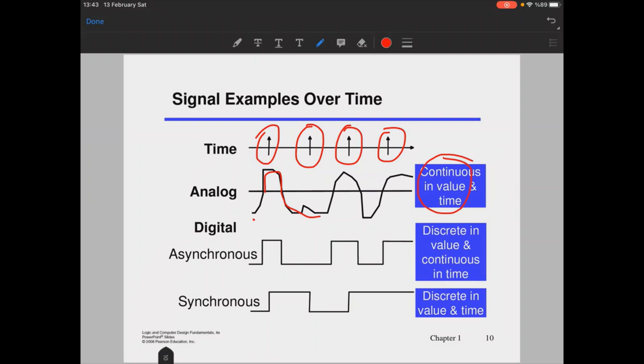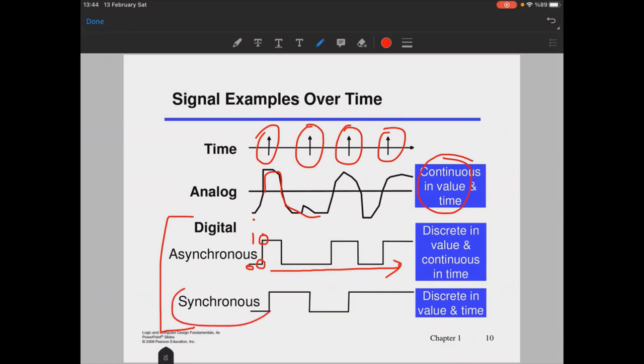Here, these two are digital signal examples. The first one is the asynchronous one. You remember, just from our previous slides, asynchronous systems. It is discrete in value. You see, there is a strong difference between 0 and 1 here, and they are strict, okay? They're the same, but it is continuous in time. It can be updated or changed at any given time.